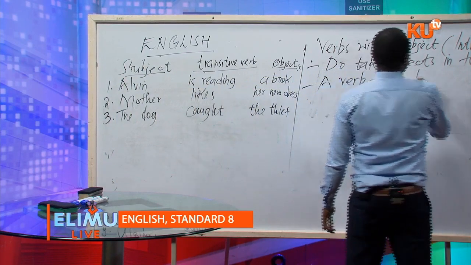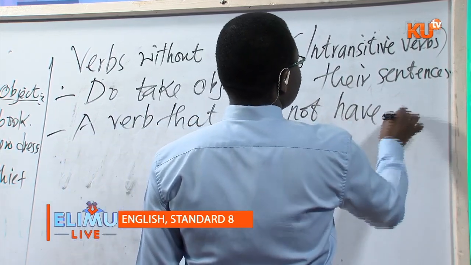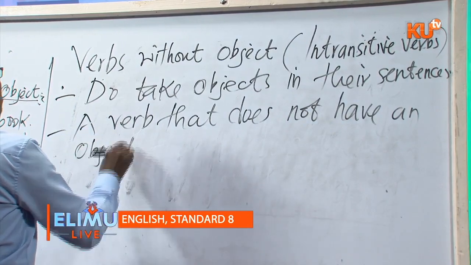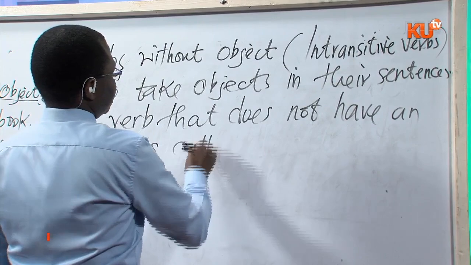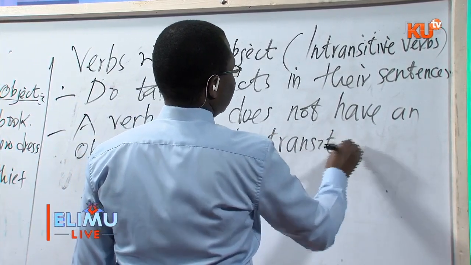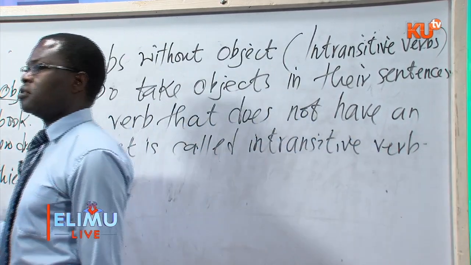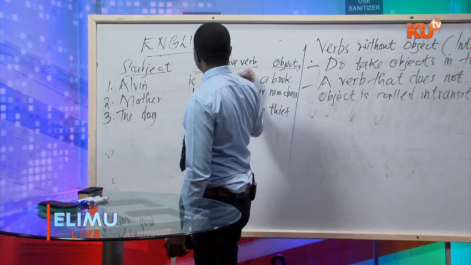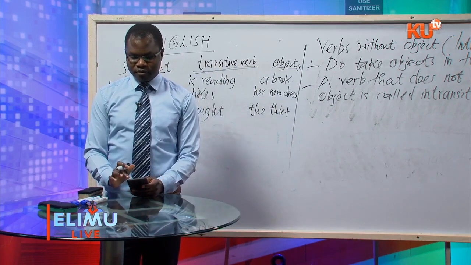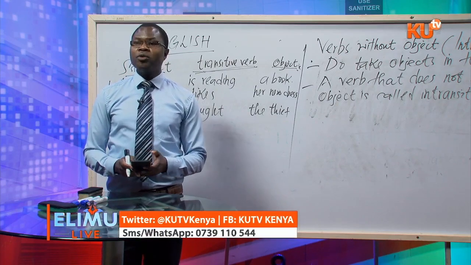A verb that does not have an object is called intransitive. They are called intransitive verbs. Actually, it is just the opposite of transitive. An example: the moon is shining.